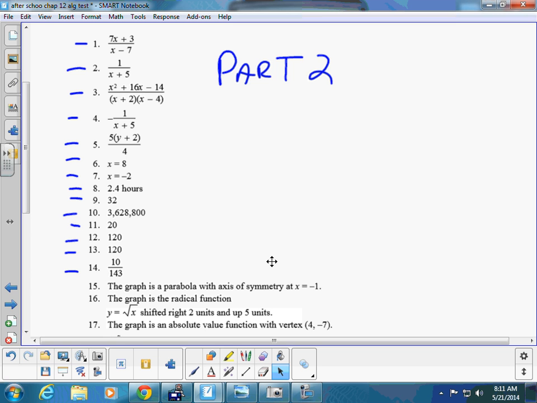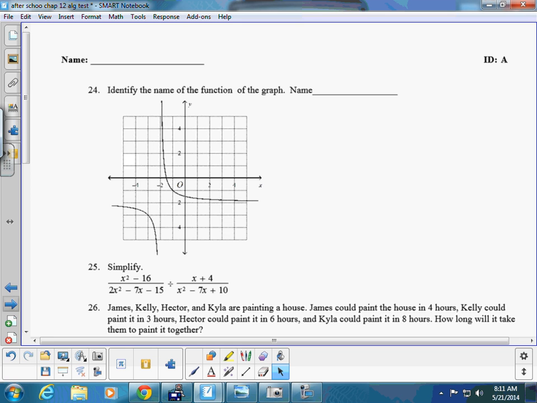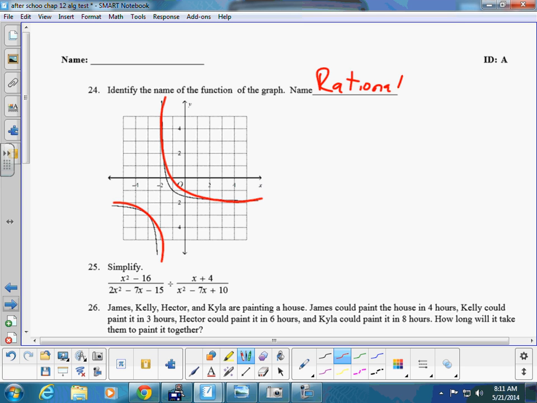Hopefully I didn't make any mistakes. You can let me know if I did. Okay, moving on to identifying this graph here. This has the two, as we say, the rat tails. So this is a rational function.